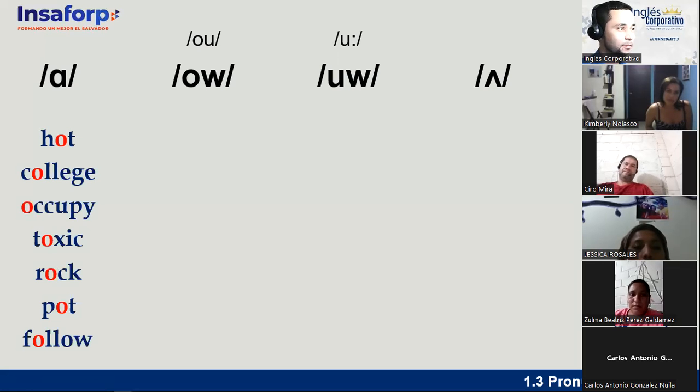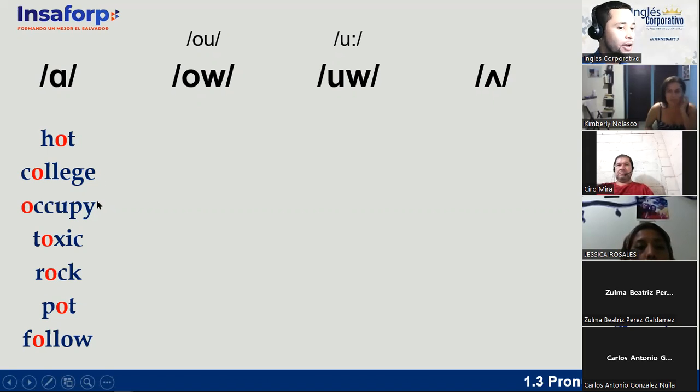Sometimes it can be a bit shocking to listen to these words because sometimes we don't pronounce them the correct way. People say hot, college, occupy, but that's not the correct form. This is pronounced ah. So again, it's hot, college, occupy, toxic, rock, pot, and follow. If you can repeat the words in your house, that will be great.